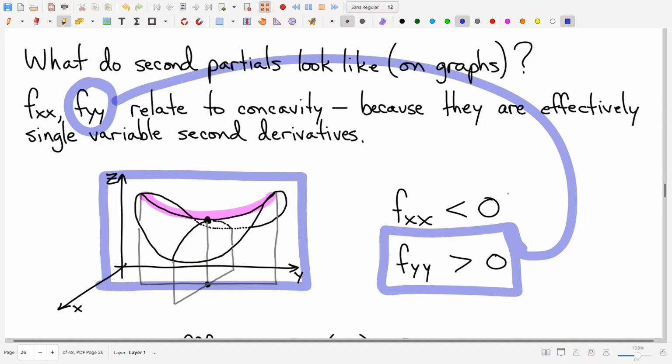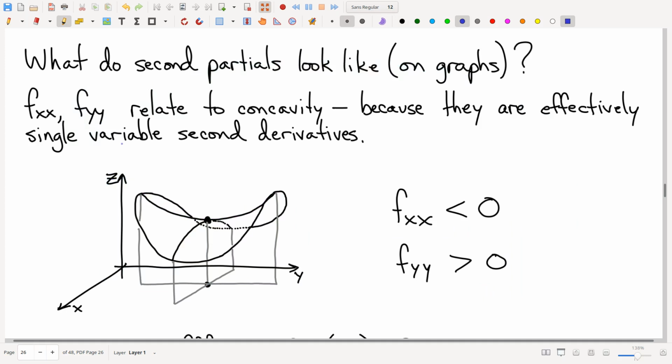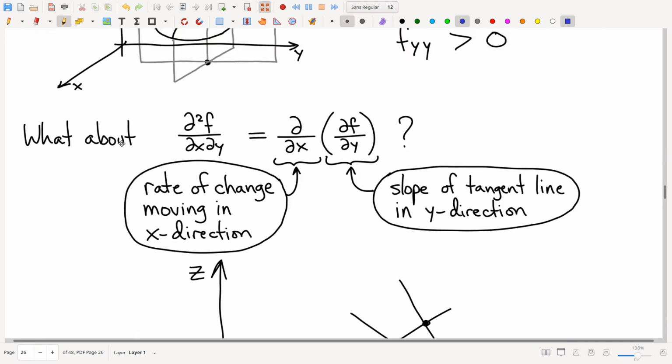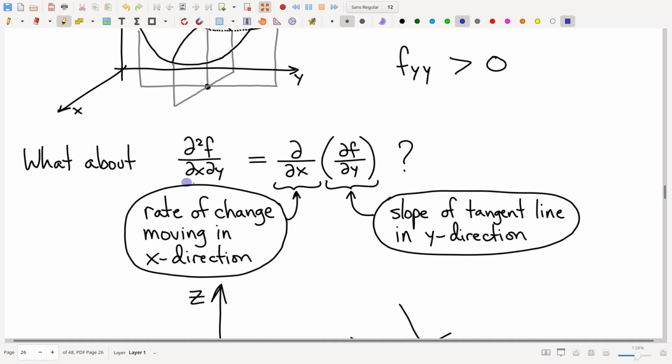Okay. Now here's where it gets a little tricky. We got lucky in this little study that we just finished looking at, in that we were taking the second partial with respect to the same variable. One of the variables was just always constant. Nice, easy connection then to a single variable. What if, though, we're talking about a mixed second partial? And very importantly, there is no single variable analog of this.